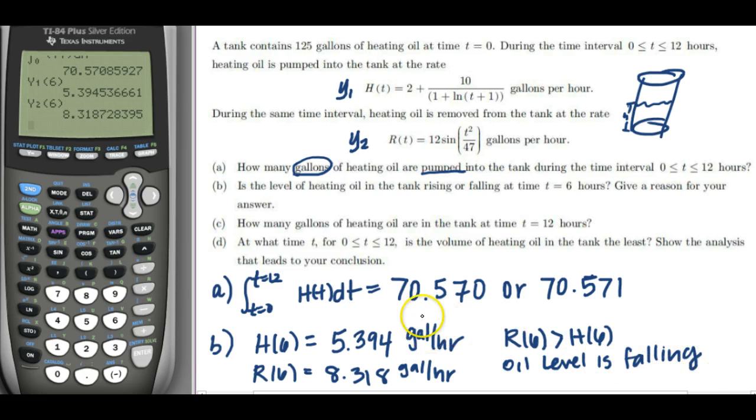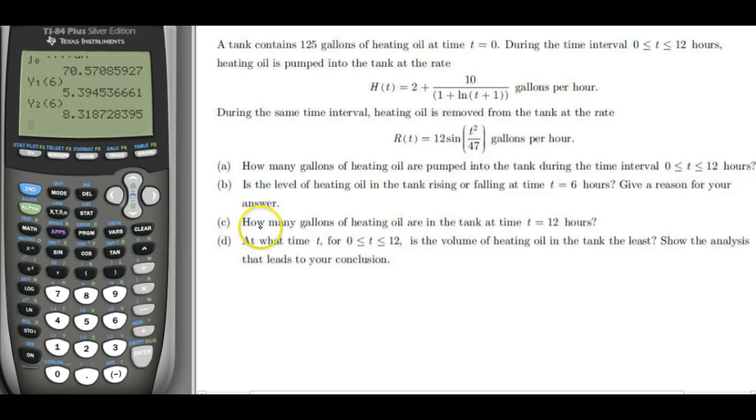And that's all we would need to state. So this portion here is our justification because 8 is more gallons per hour coming out than 5, which is the gallons per hour that are coming in right at 6 hours. Moving on to part C.